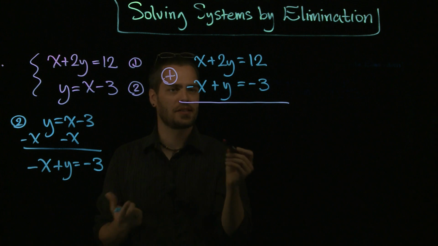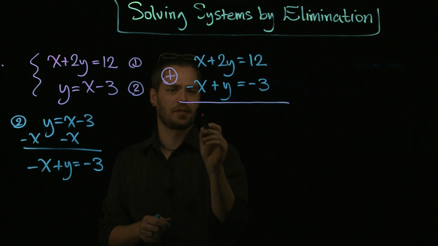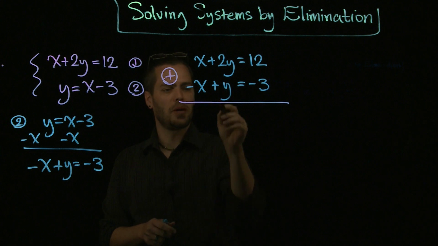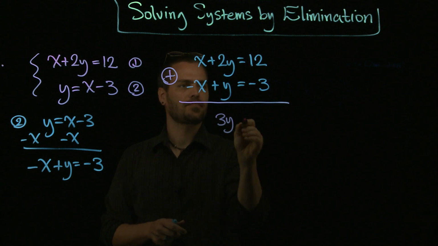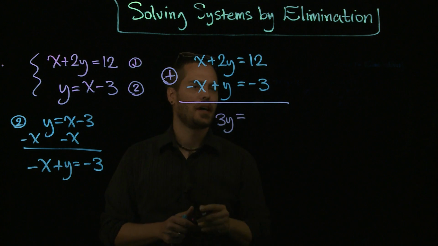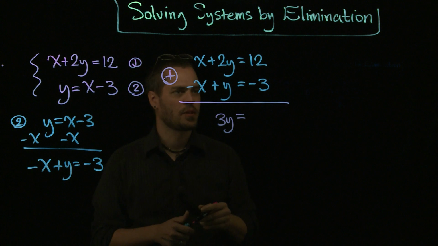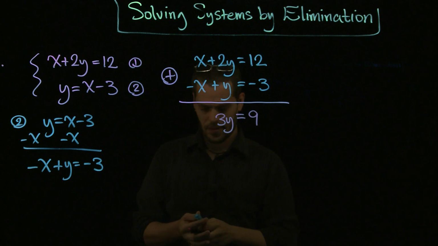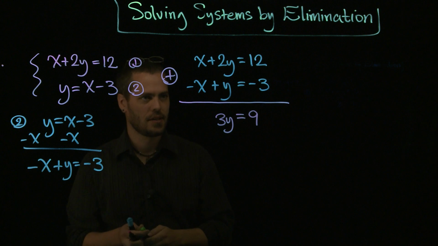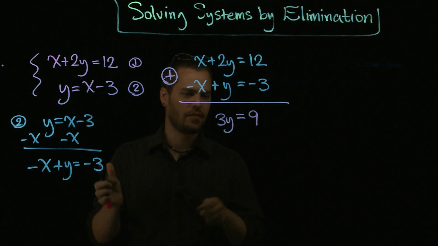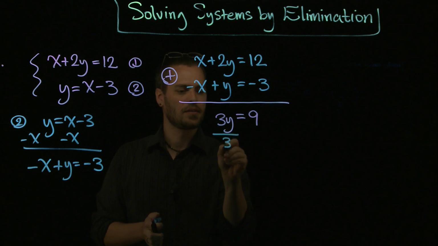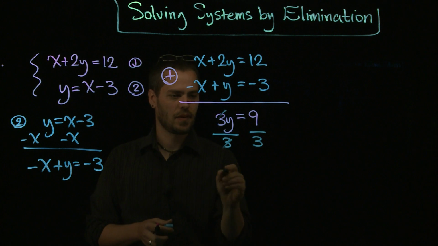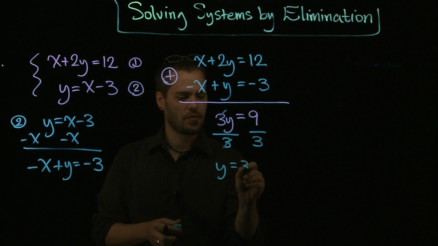x minus x is 0. Effectively, that variable simply is eliminated. 2y plus y is 3y. On the other side, 12 plus negative 3, or simply 12 minus 3, gives me 9. And then I just proceed from here to solve for the y variable. Divide both sides by 3. Cancel, cancel. And y is equal to 3.